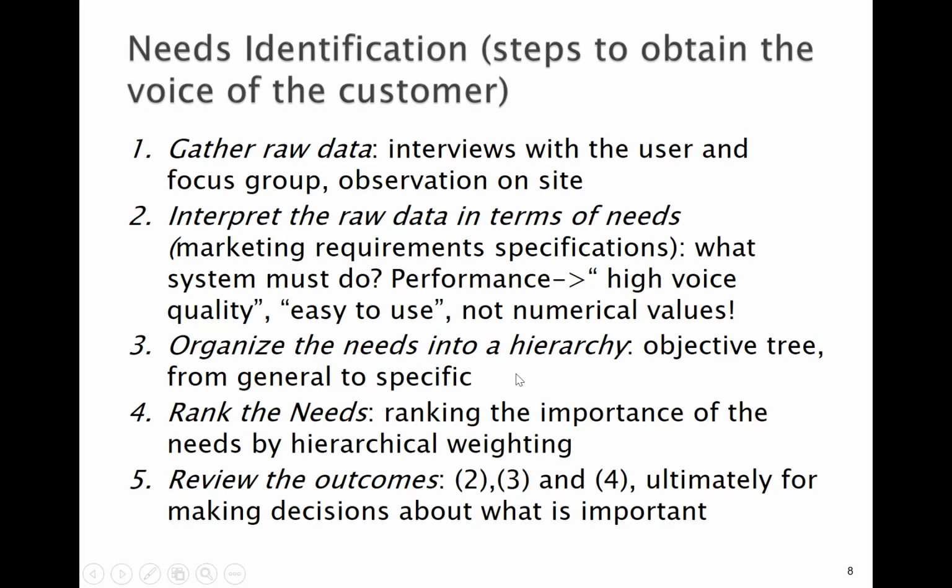Next, we organize the needs into a hierarchy, what we call an objective tree, from general to specific. So this is about functionality, actually, of the product. We next rank the needs with this hierarchy objective tree. We weight the elements and then at the end rank the need. Finally, we review the outcomes we obtain from steps 1 to 4 and make some decisions.